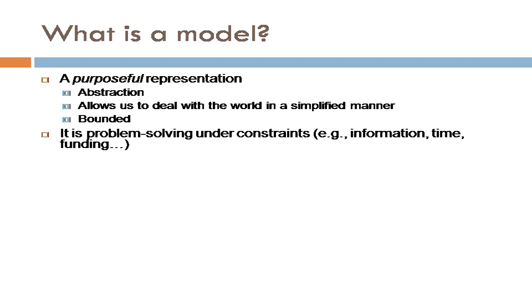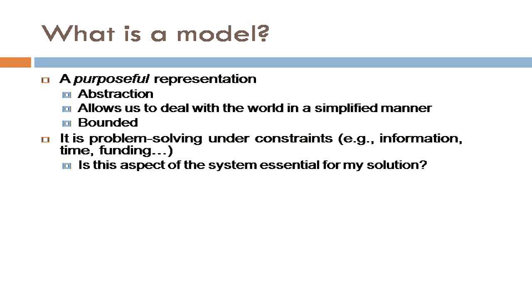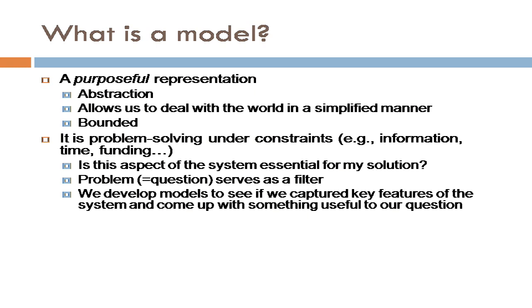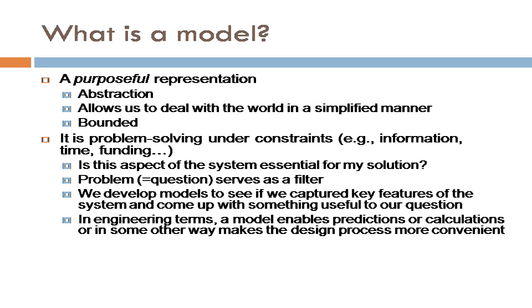So these constraints make you answer these questions. For example, is this aspect of the system essential for my solution? The problem, that is the question that you're trying to solve, serves as a filter. We're developing models to see if we captured key features of the system and come up with something useful for our question. In engineering terms, a model enables prediction or calculations, or in some other way makes the design process more convenient.